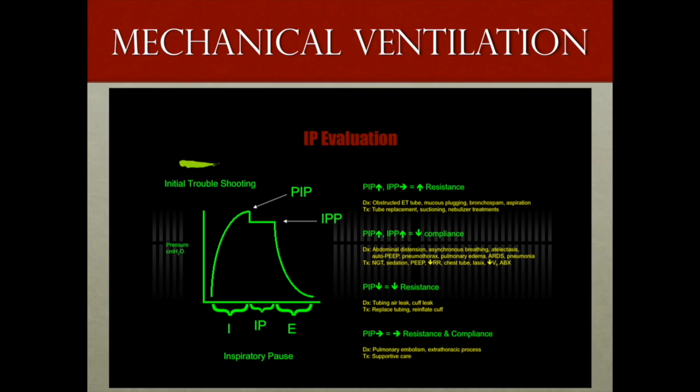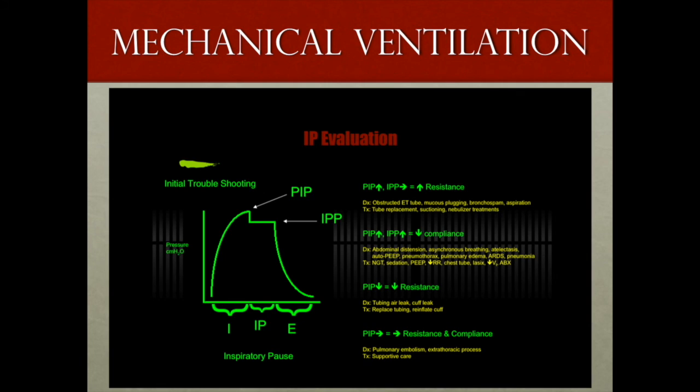If you find that your peak inspiratory pressure is low, then you have decreased resistance. This is usually due to a tubing air leak or a cuff leak at the ET tube site. And this may require the replacement of ventilator tubing or reinflation of the cuff or replacement of the ET tube if the cuff is broken.